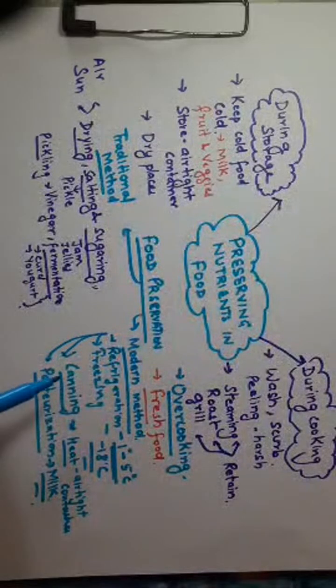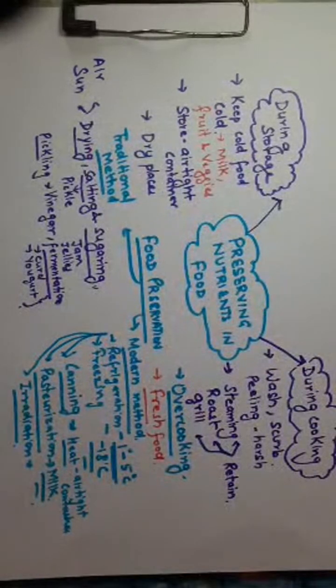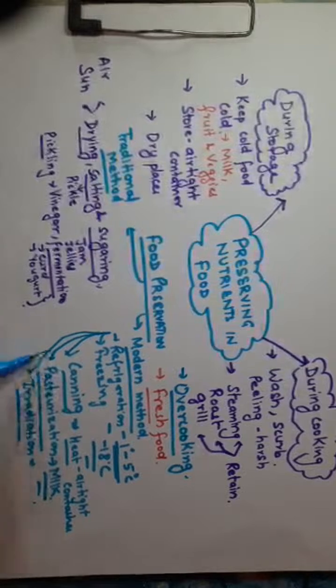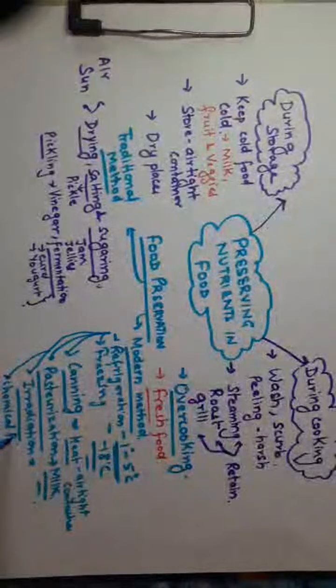Then the other modern method of food preservation is irradiation. This is used in industries. They will expose your food to ionizing radiation like gamma rays or x-rays for a very short duration to kill the microorganisms. In addition to that, another modern method of food preservation is the addition of chemical preservatives. This is the most common method for preserving our food.